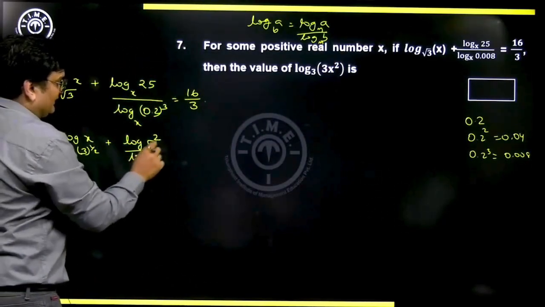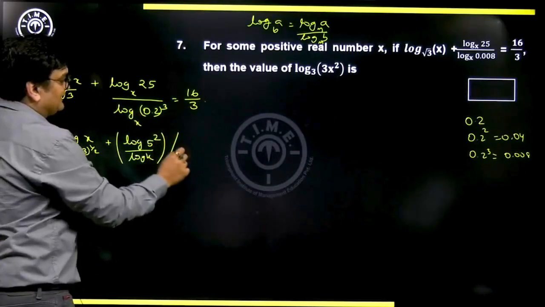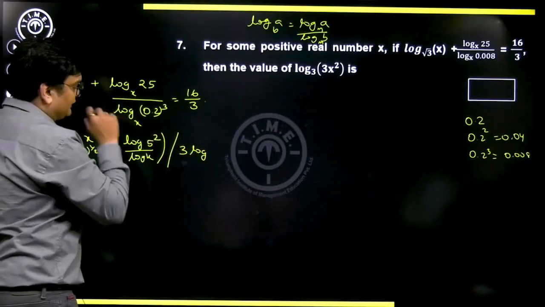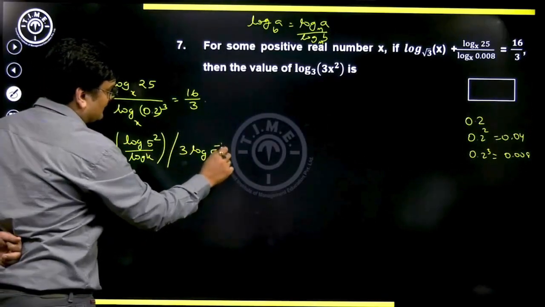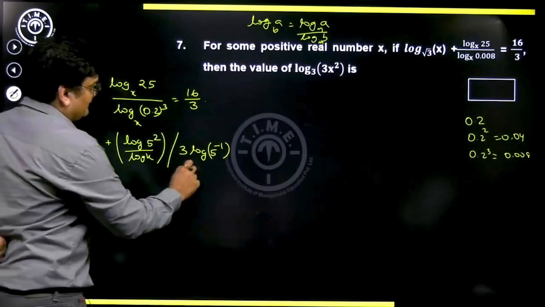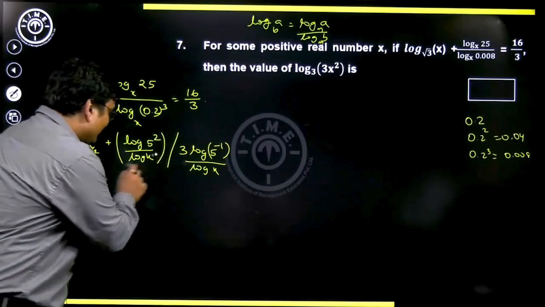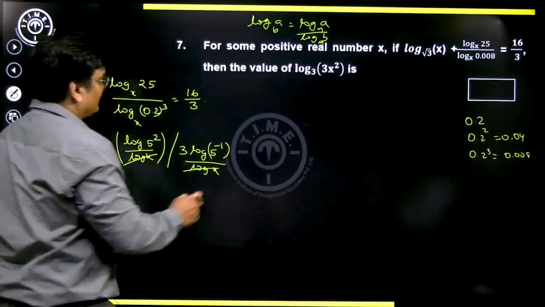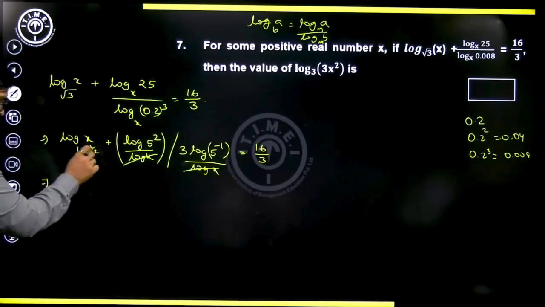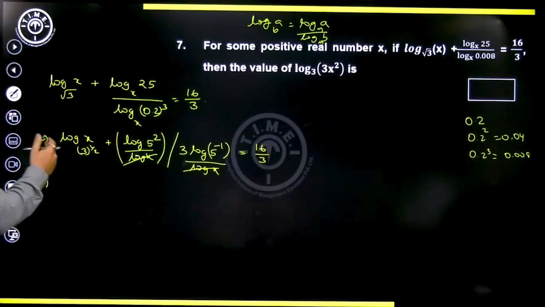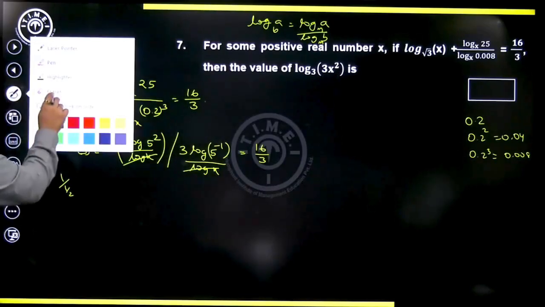Similarly, this denominator will be log 0.2 whole cubed. The 3 can come outside. Log 0.2 will be what? 0.2 is 1 by 5, 5 to the power minus 1, by log x. Now in the numerator and denominator I see a log x term, we can cancel it. This is 16 by 3, given to us. So whatever is there in the power in the base, it will come before the logarithm in the denominator. So this will become 1 by 1 by 2, which is basically equal to 2.